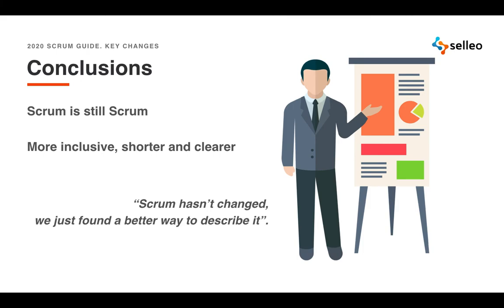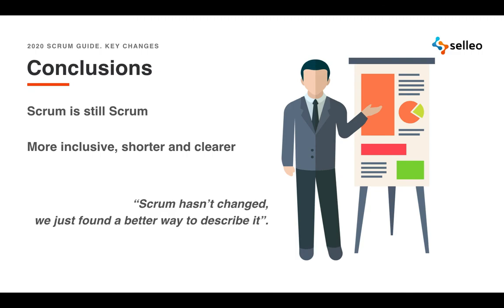So, what are the conclusions? We have to remember that Scrum is still Scrum, and the core principles of empiricism, inspection, and adaptation remain at its core. All the changes introduced were driven by the desire to more explicitly support its usage not only in the IT area but also in other industries.